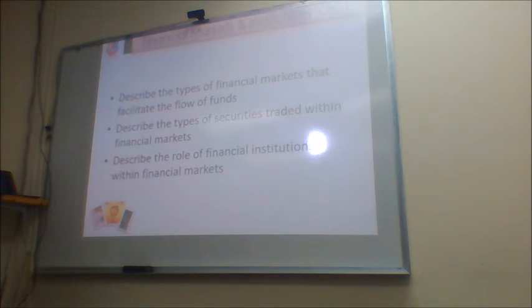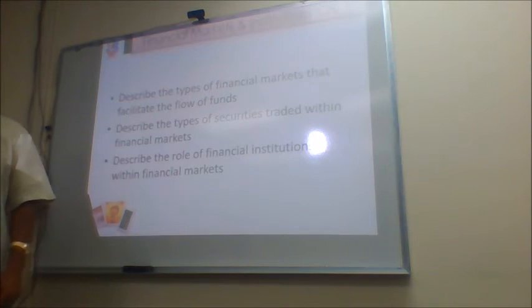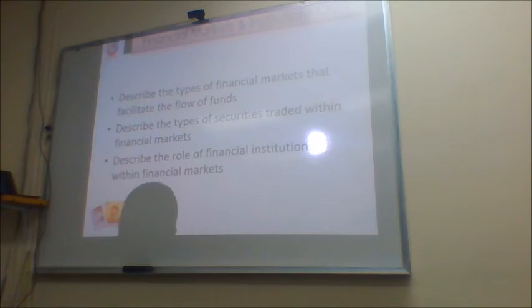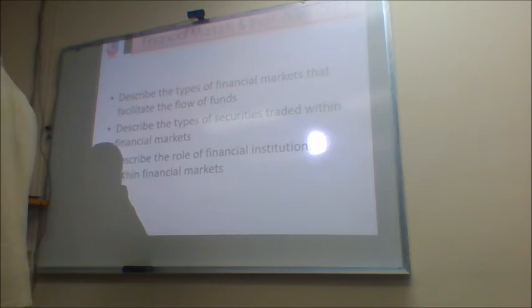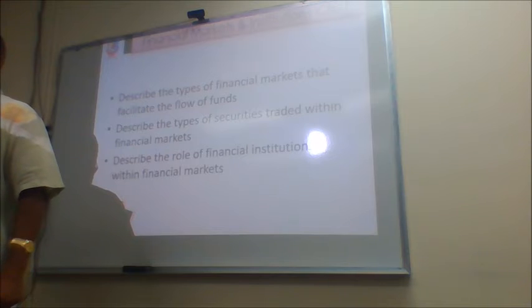Okay. We're going to be a little bit more detailed now. When you read the chapter in the book and the other stuff, this will start to make more sense. So don't get too crazy if you don't quite follow exactly what's going on. Describe the types of financial markets that facilitate the flow of funds. Now, we talked about capital markets and money markets. Well, actually, there's only one financial market, but we split it into two, and we call them the money market and the capital market. By definition, money markets are where financial instruments trade that have a maturity of less than 1 year.